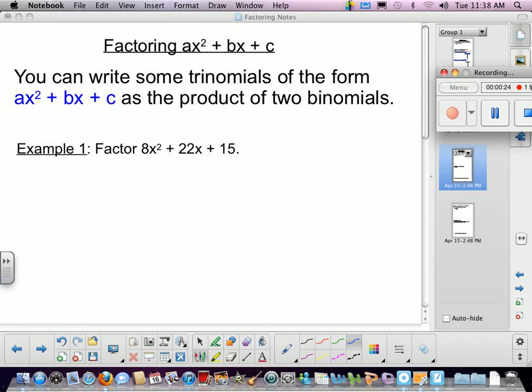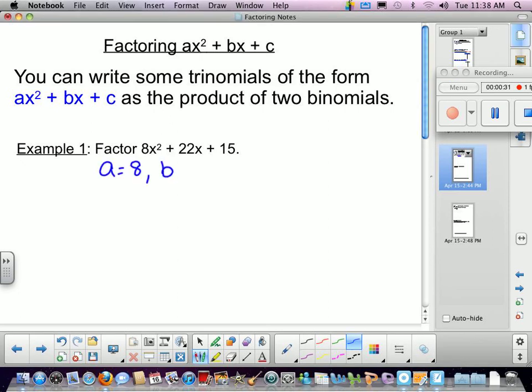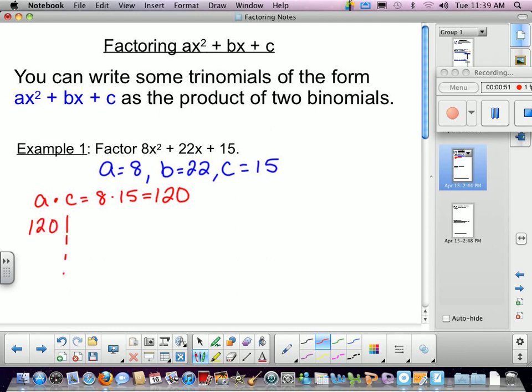Alright, so the first thing I want to do in looking at example 1 is identify what a, b, and c are. So a is 8, b is 22, and c is 15. We're going to use what's called the AC method. We multiply a times c, which is 8 times 15, which is 120. Then we look at the factors of 120, and we look at the sum of those factors.